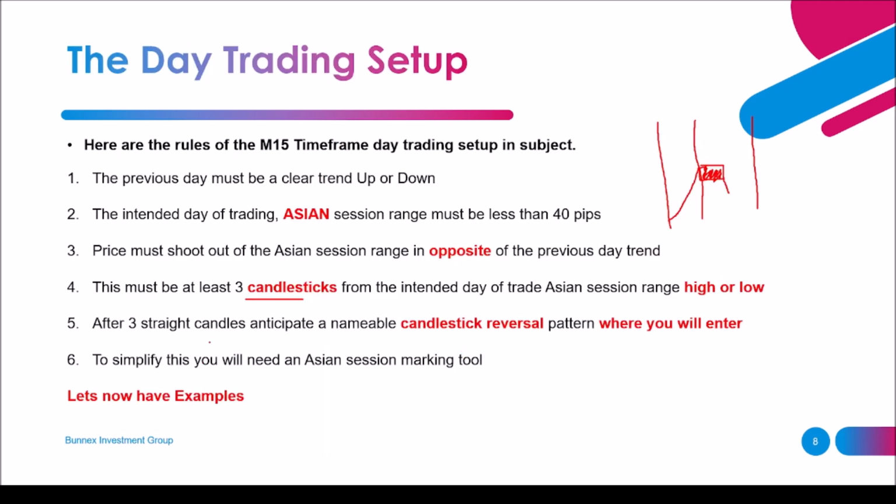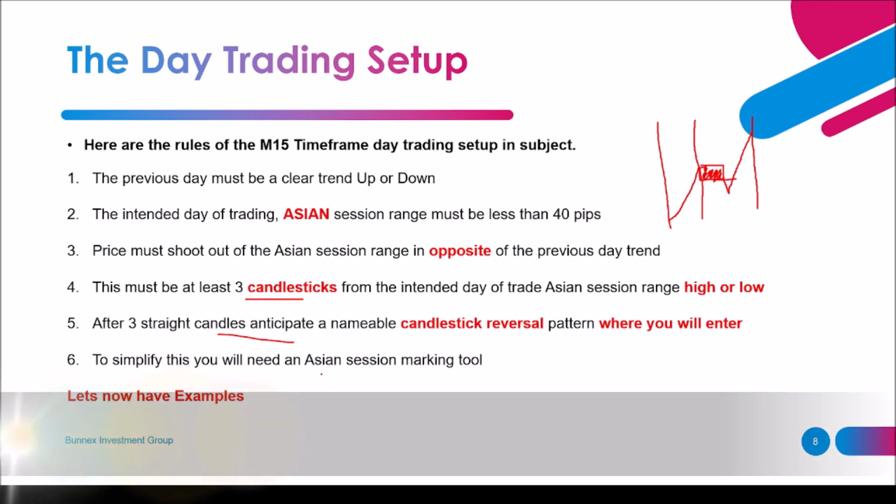After 3 straight candlesticks, anticipate a nameable candlestick reversal pattern, where you are going to enter. So after 3 candlesticks below the Asian session low, try to find a nameable candlestick reversal pattern for us to enter for the next swing like that. To simplify this, you need an Asian session marking tool, which are free over the internet. Let's now have examples to fully understand.